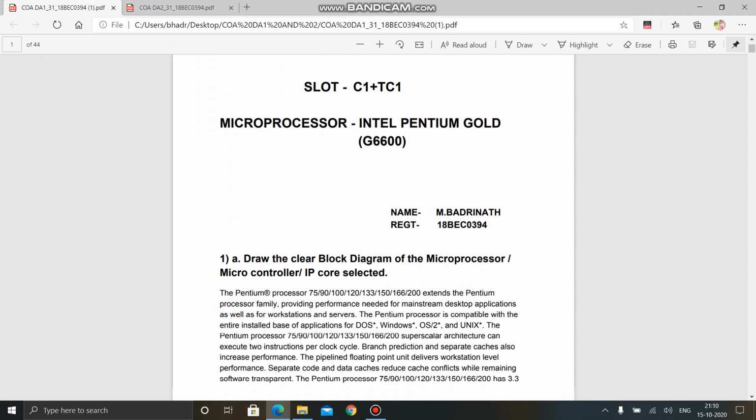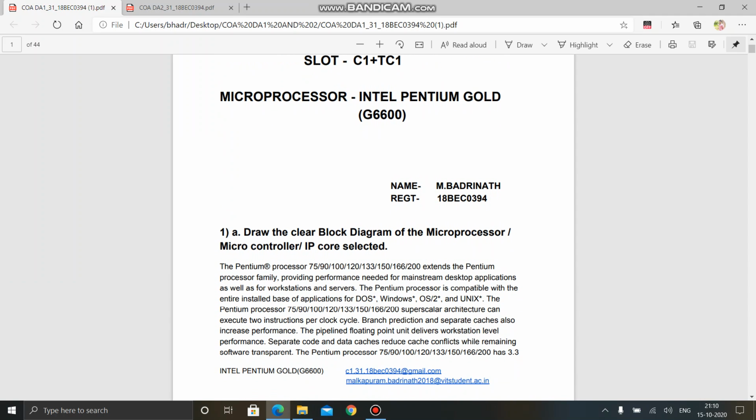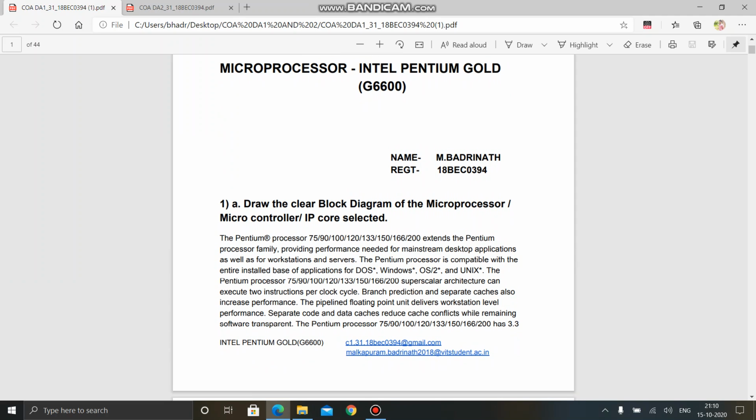Here the sir has asked the first question about the block diagram of the microprocessor that I have chosen. I have chosen the Pentium processor G6600, which belongs to the Pentium processor family, providing the performance needed for mainstream desktop applications as well as for workstations and servers. The Pentium processor is compatible with the entire installed base of applications for DOS.